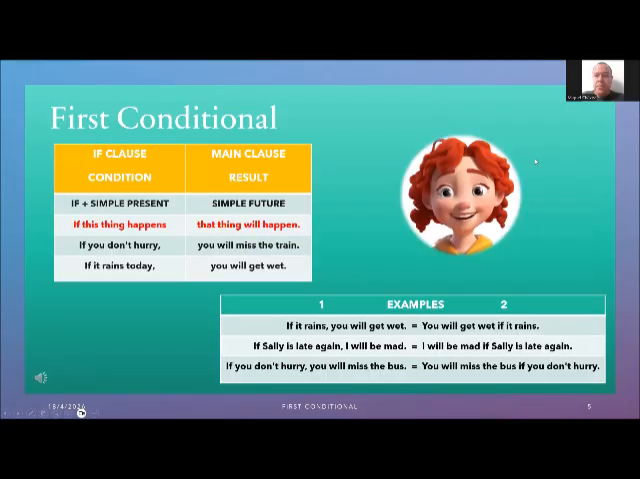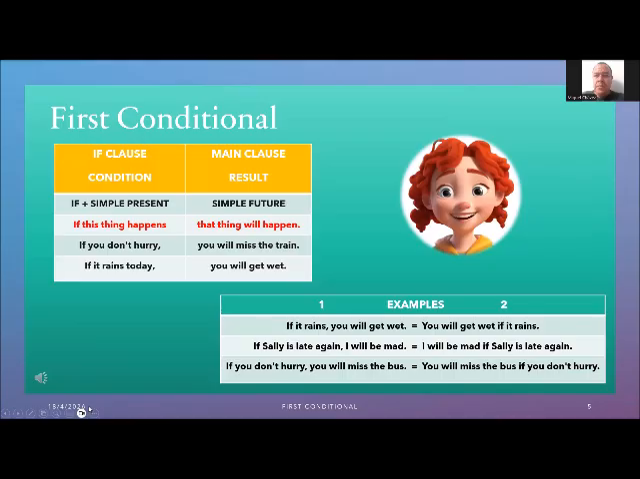The first conditional is used to refer to the present or future where the situation is real. The first conditional refers to a possible condition and its probable result. In these sentences, the if clause is in the simple present and the main clause is in the simple future with will. For example, if you don't hurry, you will miss the train. If it rains today, you will get wet.